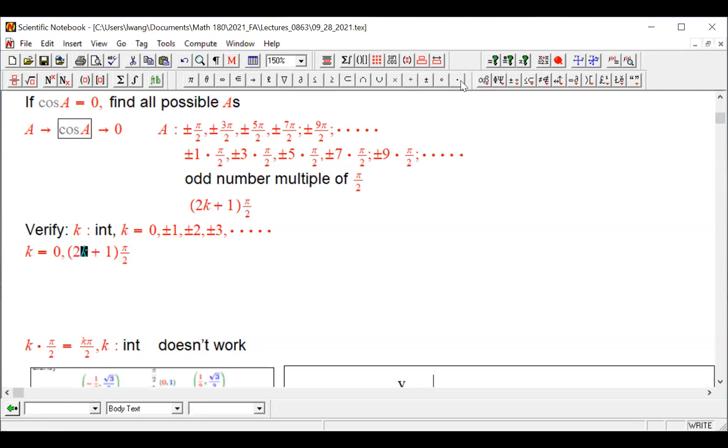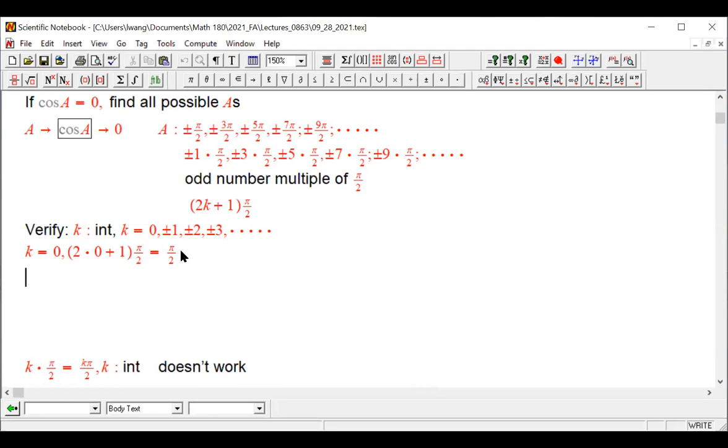K is 0. Okay, 2 times 0 is 0. 0 plus 1 is 1. So this will be pi over 2. Is pi over 2 on the list right here? Yes. Okay, so pi over 2 is covered. We want it to be covered just right. We cannot have pi in there, right? We must only have odd number multiples of pi over 2, okay?